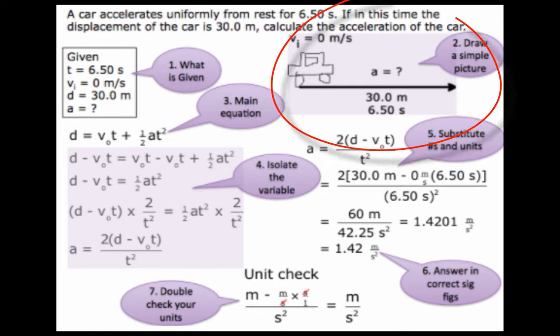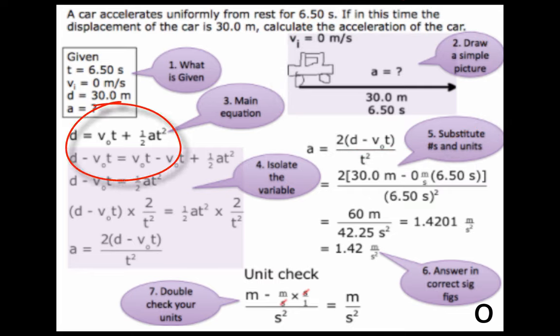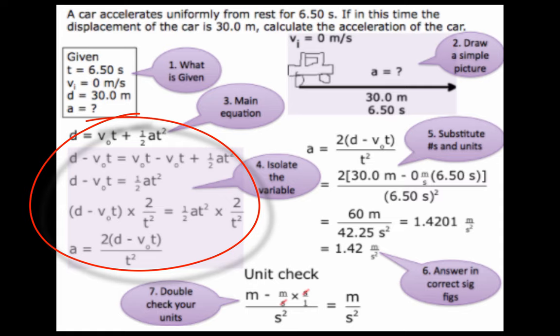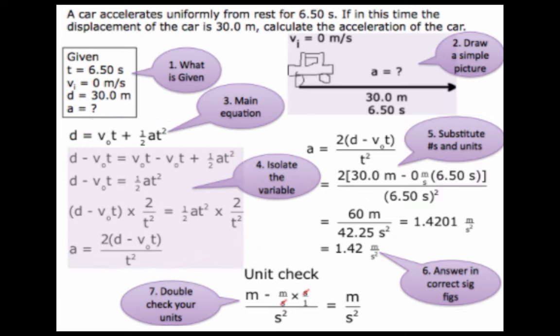The next thing is to create a simple diagram of the problem. The viewer should be able to understand the problem from looking at the illustration. Step 3. What is the equation you are going to use? Step 4. You need to show how you isolated the variable. Make sure the variable you are looking for is on the left side of the equal sign. Step 5. Substitute the numbers and units. In step 6, calculate your final answer. Make sure the final answer has the proper significant figures and has the proper units.